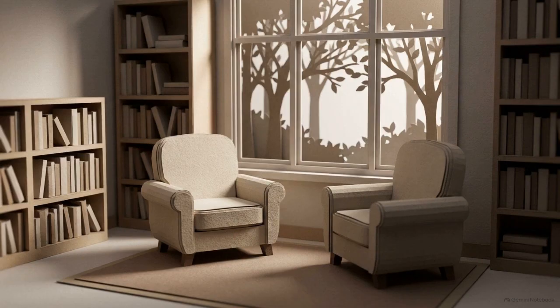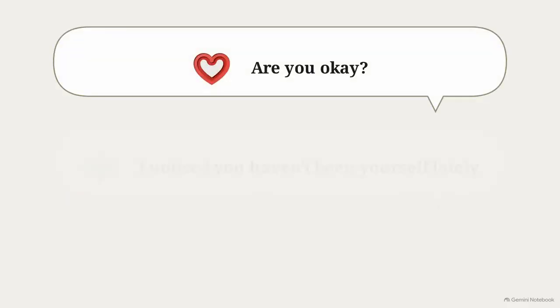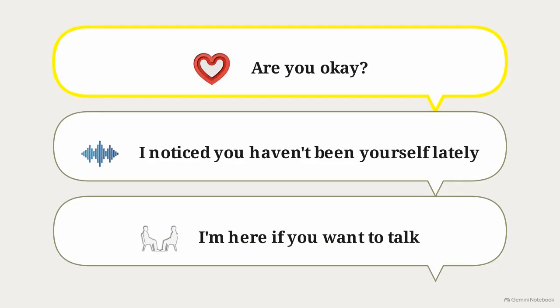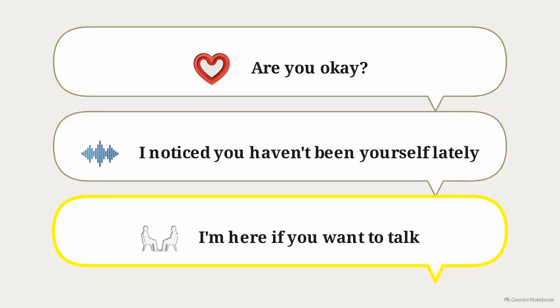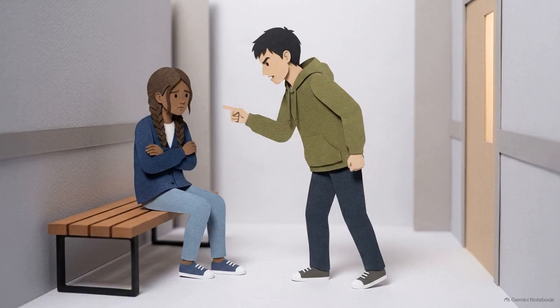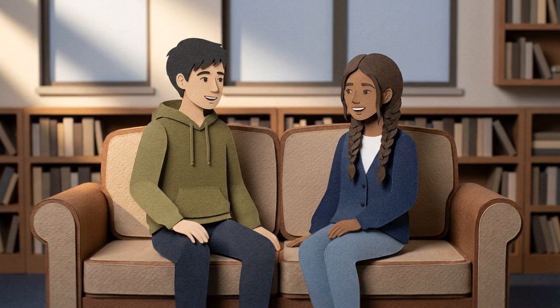This must happen in a private, safe environment where you can speak without being overheard. Use these specific scripts to start the conversation. "Are you okay? I noticed you haven't been yourself lately." Or, "I'm here if you want to talk." These neutral openings avoid sounding like an interrogation. By keeping the language simple and observational, you lower their defensive barriers and build immediate trust.